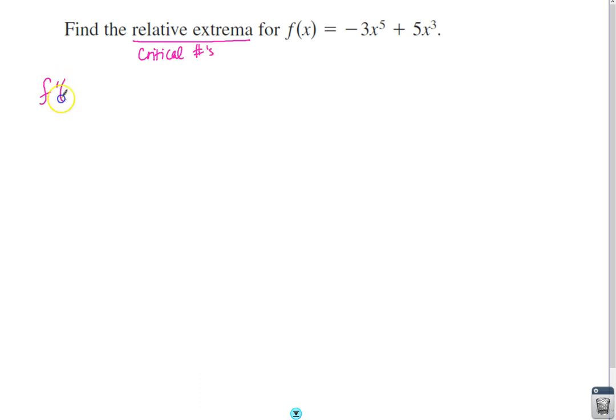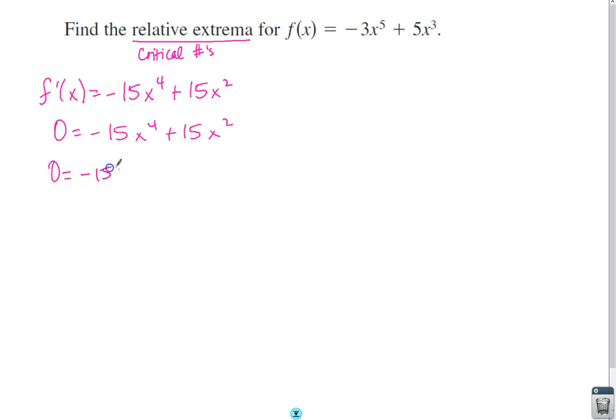So I'm going to say f prime of x is equal to negative 15x to the fourth plus 15x squared. I'm going to set that equal to 0. So 0 is equal to negative 15x to the fourth plus 15x squared. I'm going to take out negative 15x squared, so then I'm left with x squared minus 1. So my solutions are x equals 0 and plus and minus 1. 0 from here, plus and minus 1 from here.